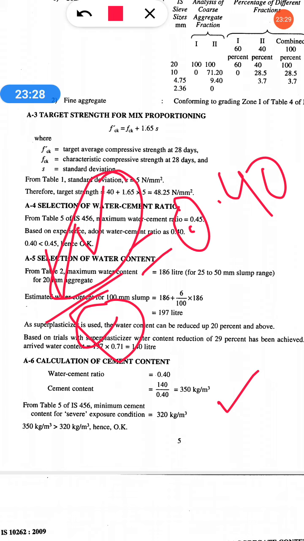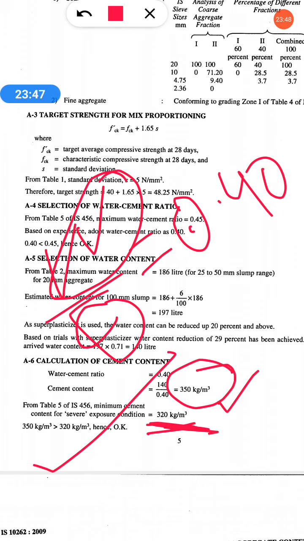So in the question, again from table number 5 of IS 456, the minimum cement content for the exposure condition is 320, and here 350 is there. Okay, so this one is okay, because the minimum cement is 320 and we are calculating 350 here, so 350 is greater, hence it is correct.